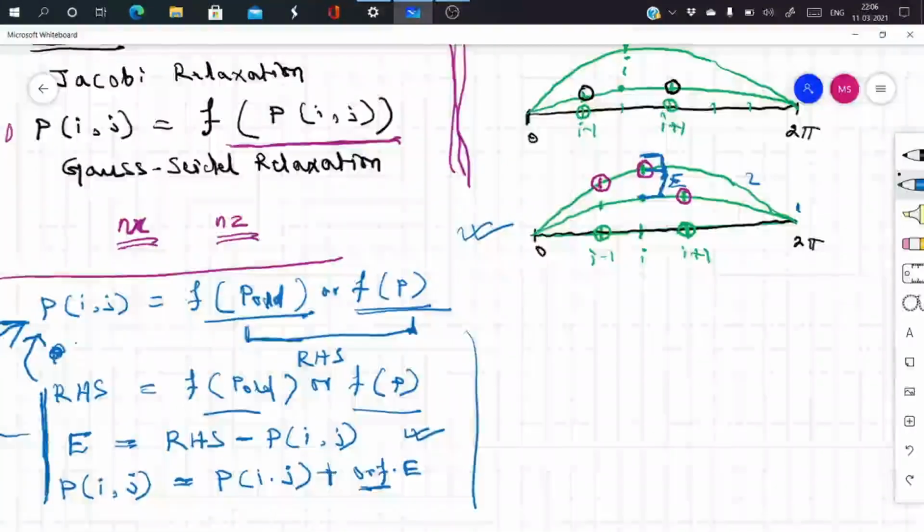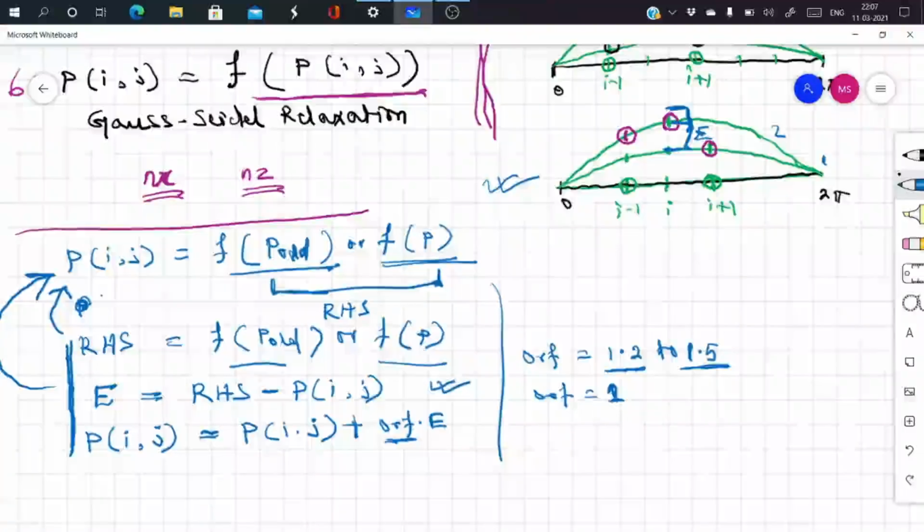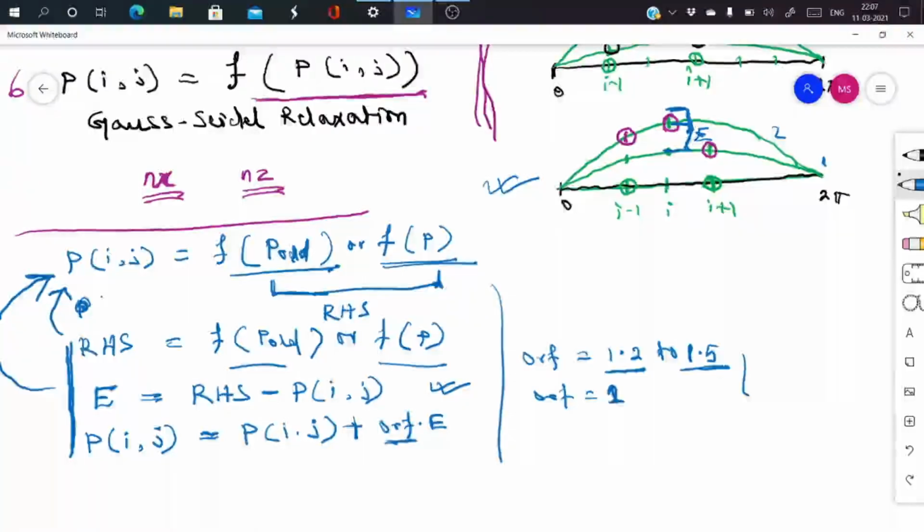The ORF value can be taken as 1.2 to 1.5 to make the solution process faster. If you take the ORF value to be 1, it is the same as your previous solution, there is no increment. But if you take your ORF value more than 1, there is obviously some deliberate increment you are giving. Therefore the solution process will become faster. So this is known as over relaxation.